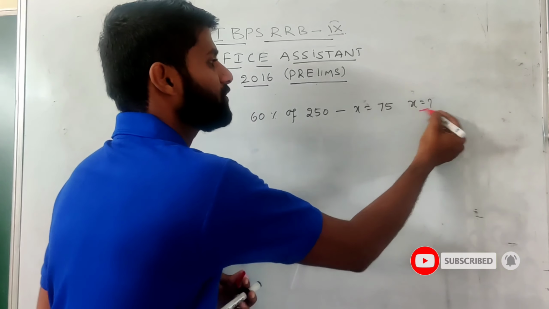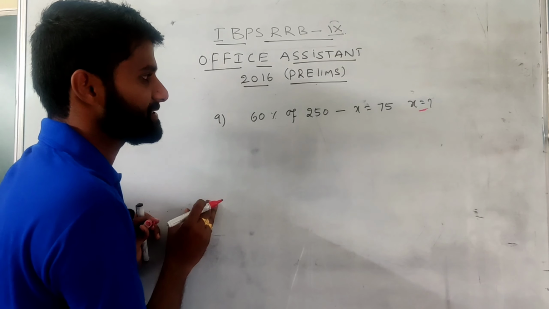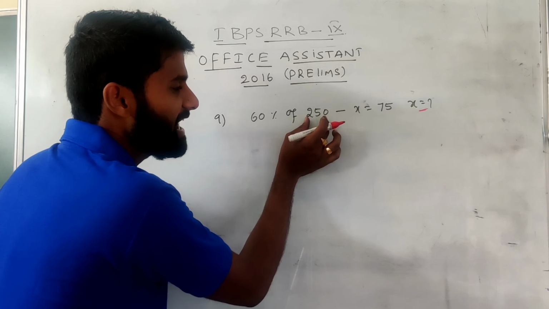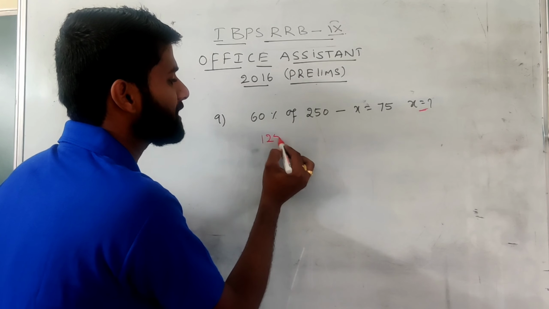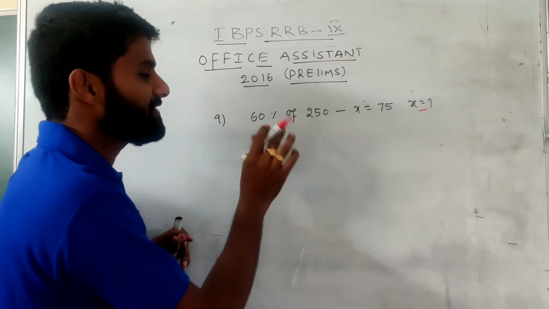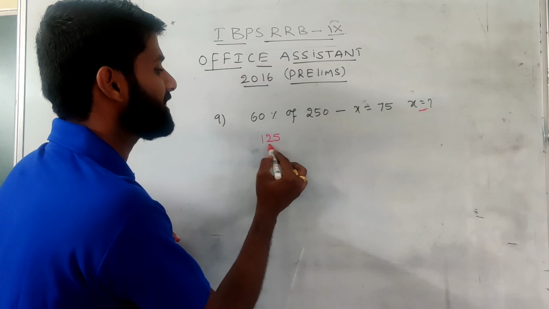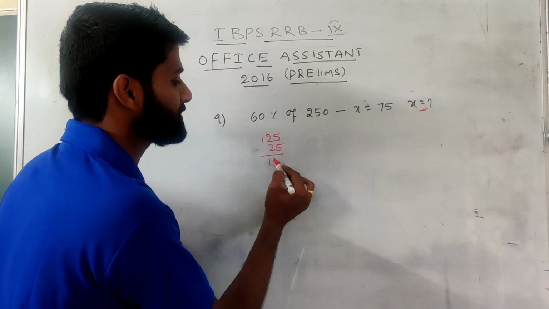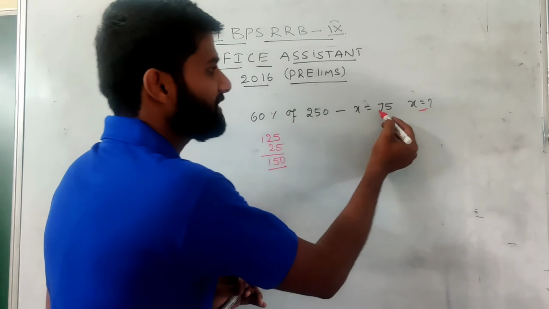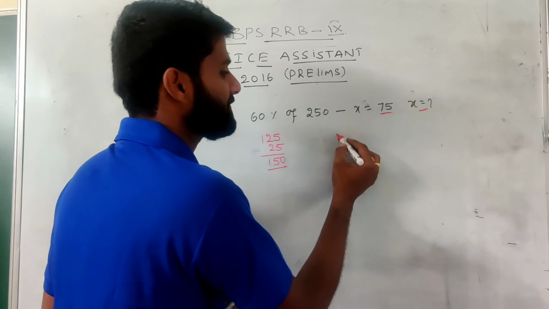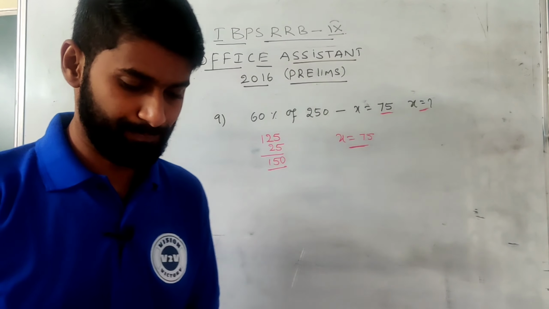The next one, see, 60% of 250 minus x exactly equal to 75. What is the value of x? See, 60% I can divide into 50% plus 10%. 50% means, 100% is 250, 50% value becomes 125. Again we require 10%. 100% is 250, 10% value becomes 25. So here 60% of 250 value becomes 150. Then we need to subtract 75. 150 minus 75, the value of x becomes 75. So here 75 is the answer.